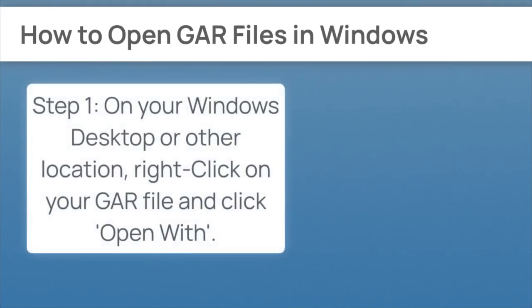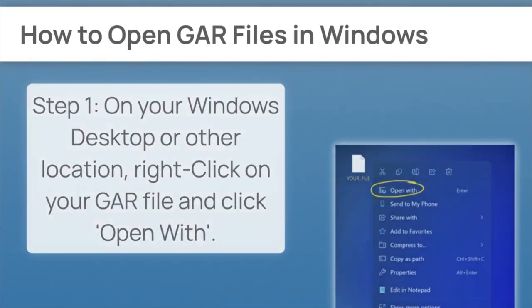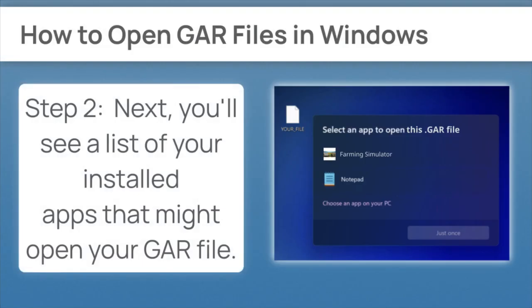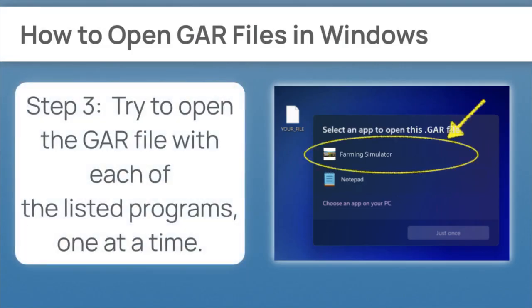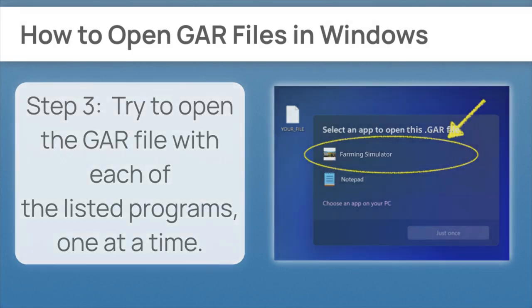To solve this stubborn file problem, right-click the GAR file and choose Open With. If Farming Simulator is installed, test that. If not, choose another application. The solution lies in finding the right software.